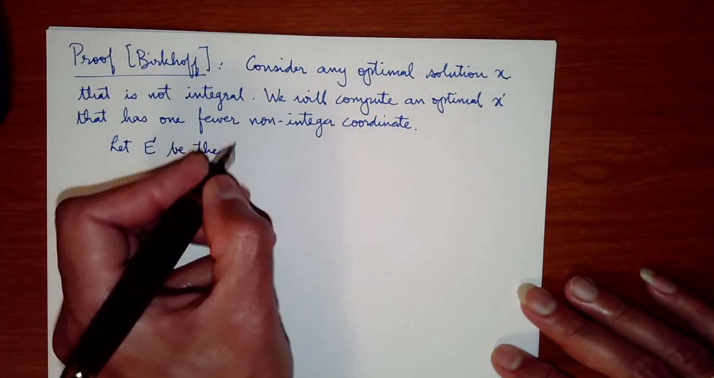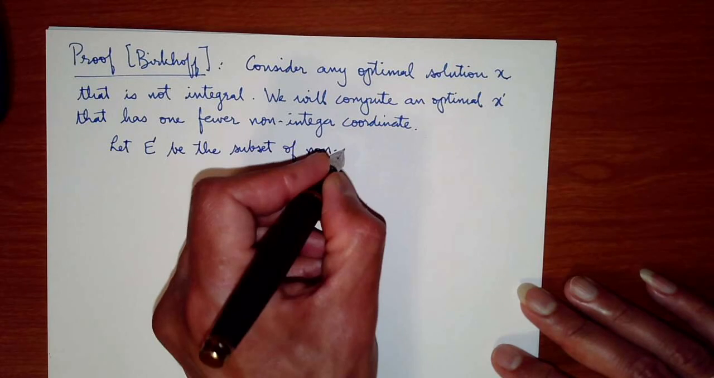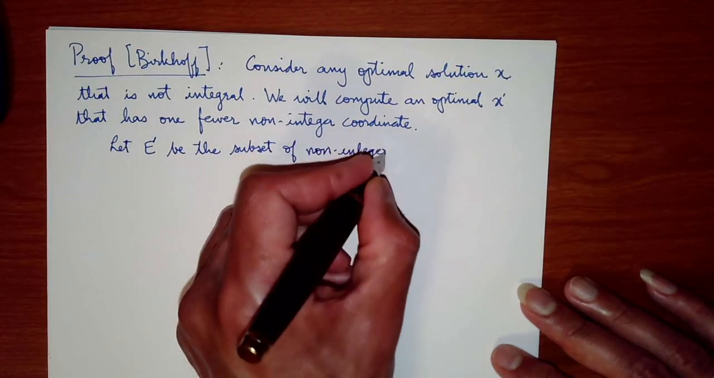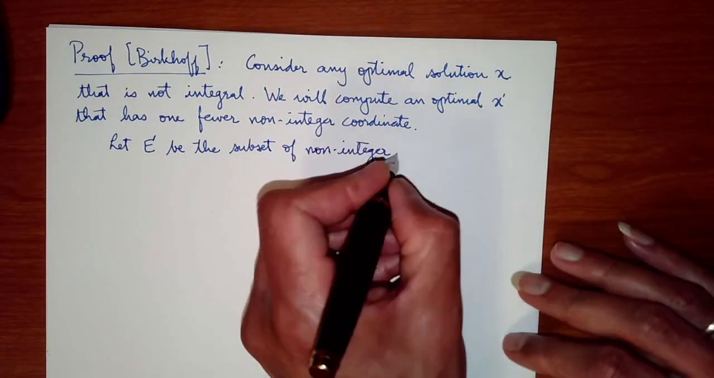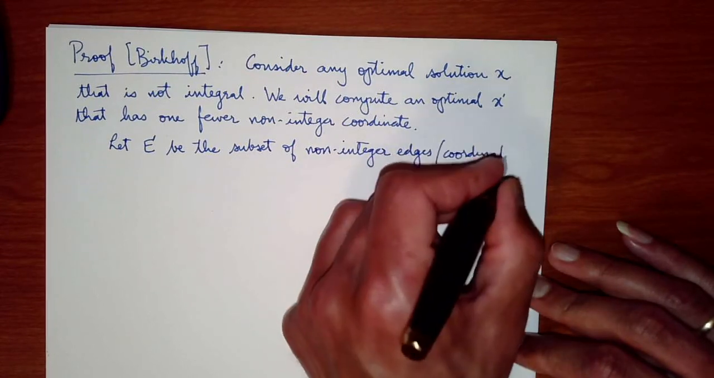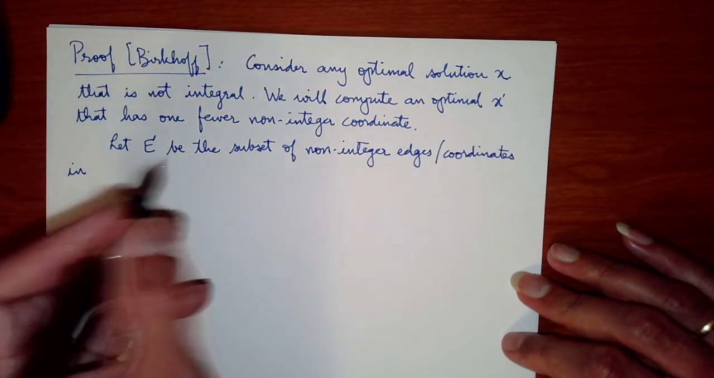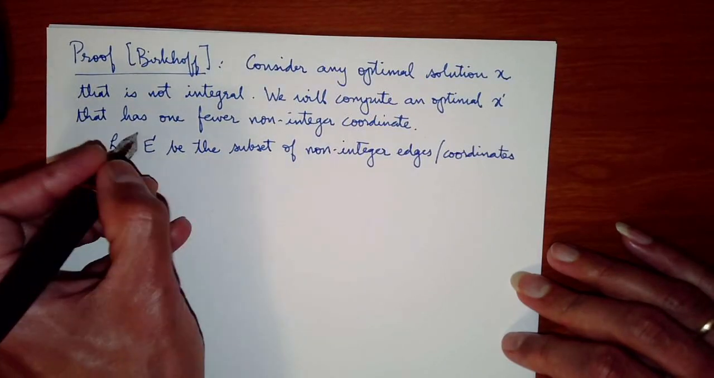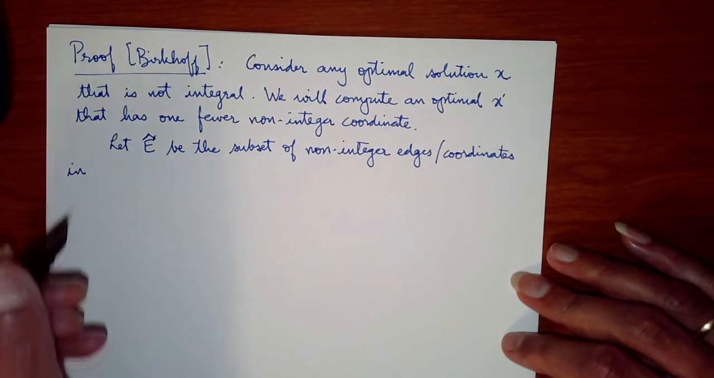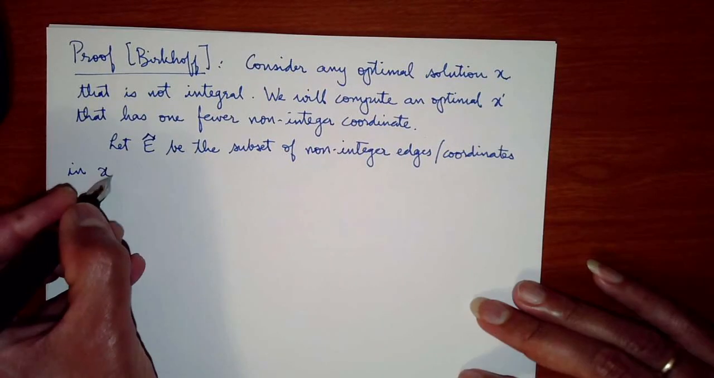I'll say let E hat be the subset of non-integer edges or coordinates, right? Maybe I'll say E hat, not E prime, because that's confusing with this prime. So E hat be the subset of non-integer coordinates in x.